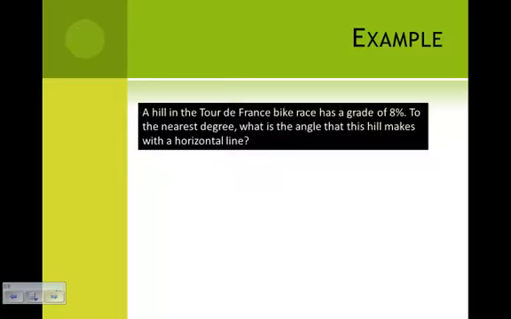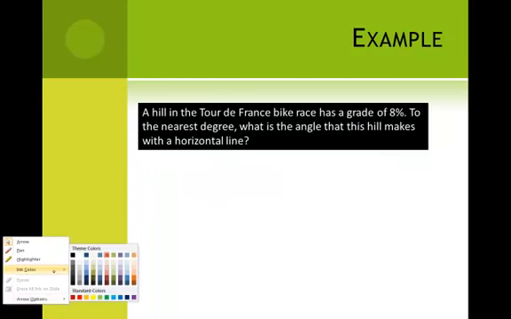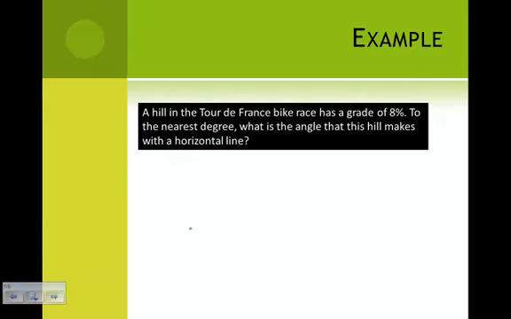So let's see if we can solve this real world problem now that we know how to find angles. The problem says it's a hill in the Tour de France with an 8% grade. To the nearest degree, what's the angle that the hill makes with the horizon, or with the horizontal line? So here's my horizontal line.